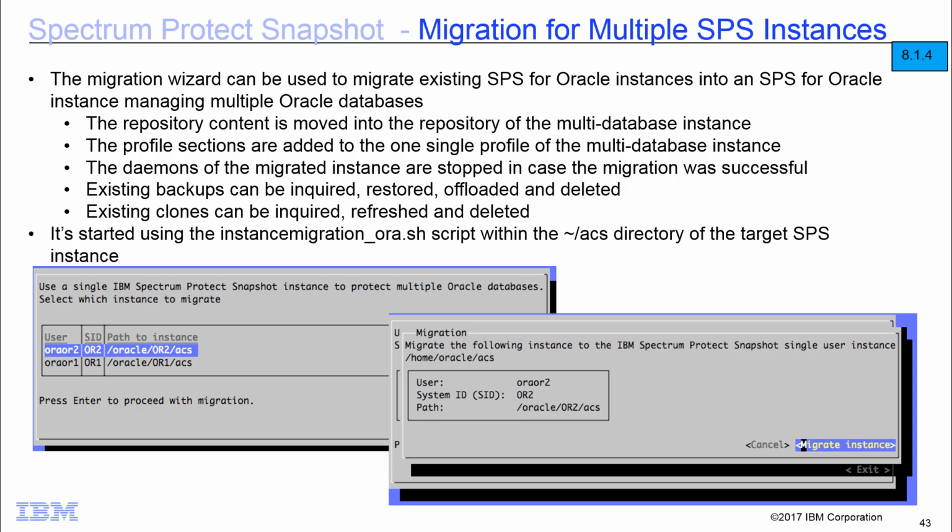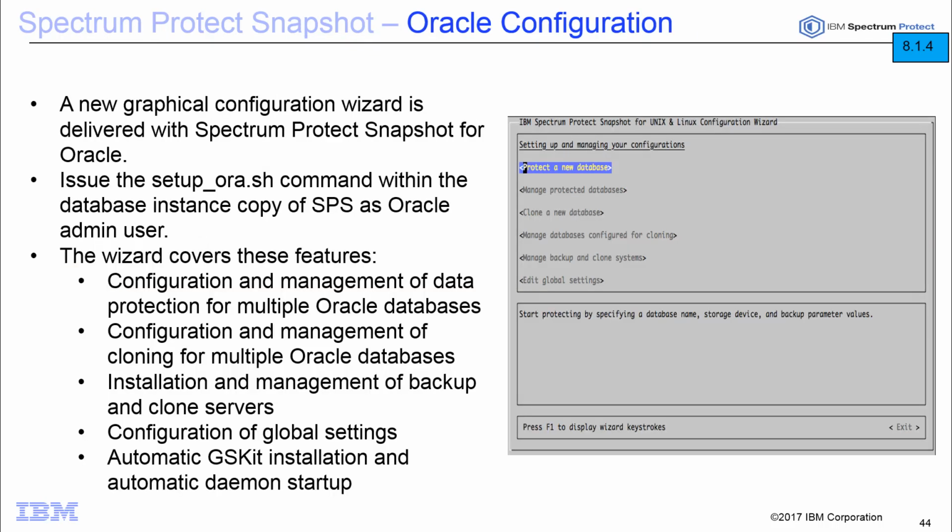That new wizard is started using this instance migration under aura.sh script. Now, in addition to that migration wizard, one of the new things that we've delivered is a graphical configuration wizard for Spectrum Protect Snapshot for Oracle.